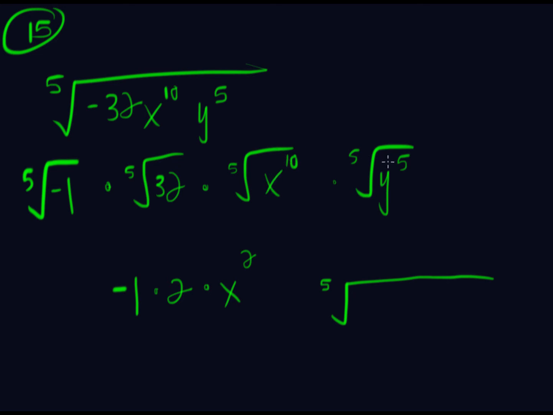And now the fifth root of y to the fifth, well, 5 goes into 5 one time, so a y to the first comes out. It went into there one time evenly, so nothing in this problem stays on the inside. And the final answer would be negative 2x squared y.